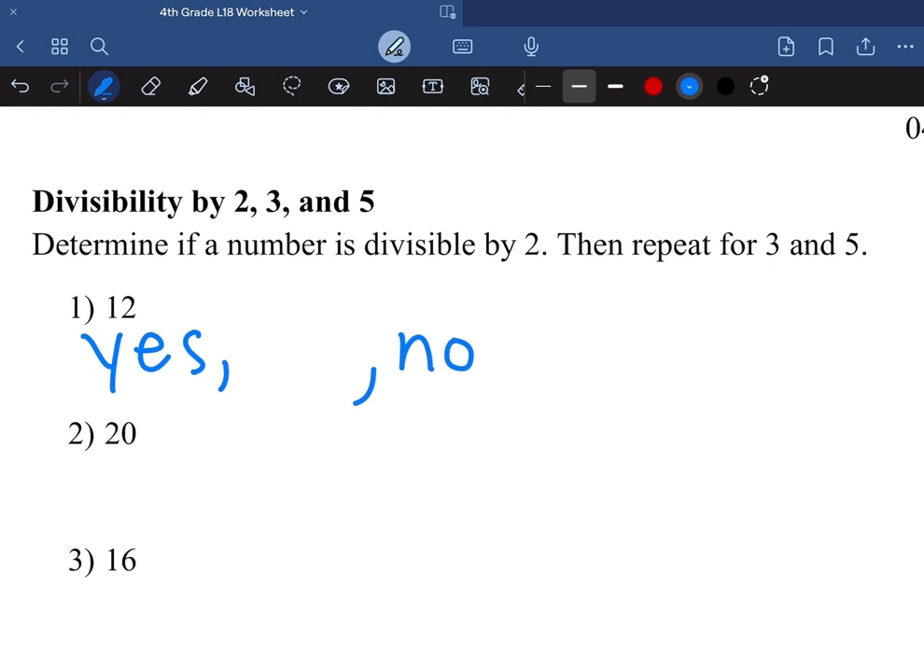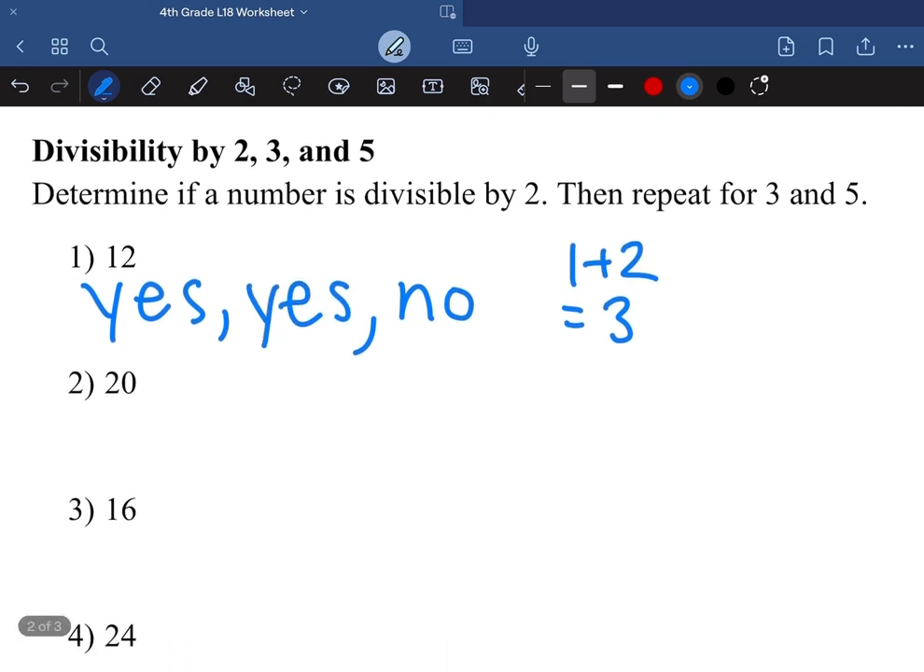The way you would find if a number is divisible by 3 is when the sum of the digits is divisible by 3. So for the number 12, we're going to add both the digits together. So 1 plus 2 is equal to 3. And 3 is obviously divisible by 3. So the number 12 is divisible by 3.